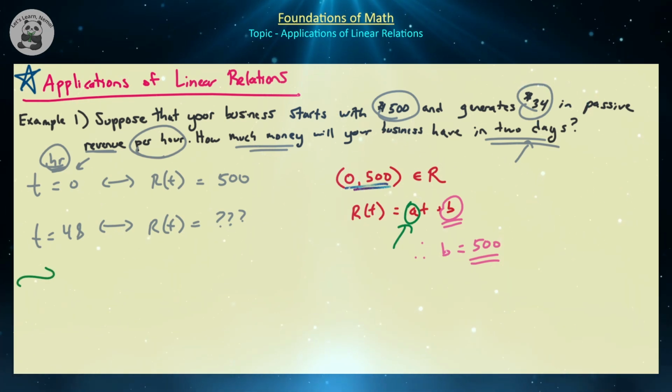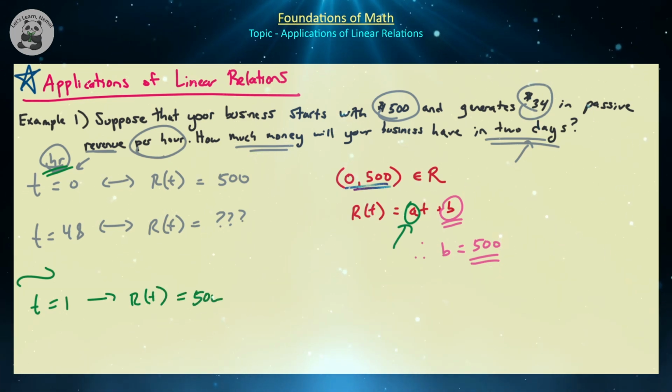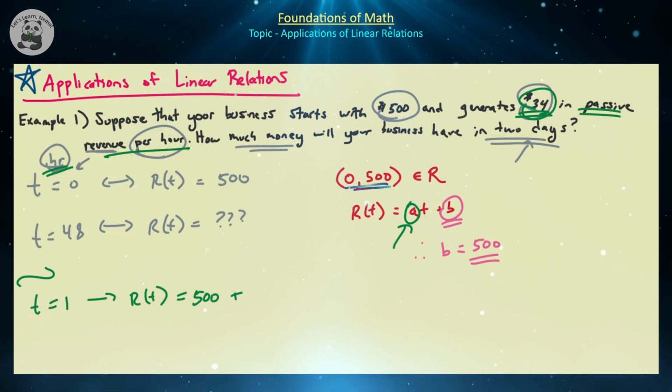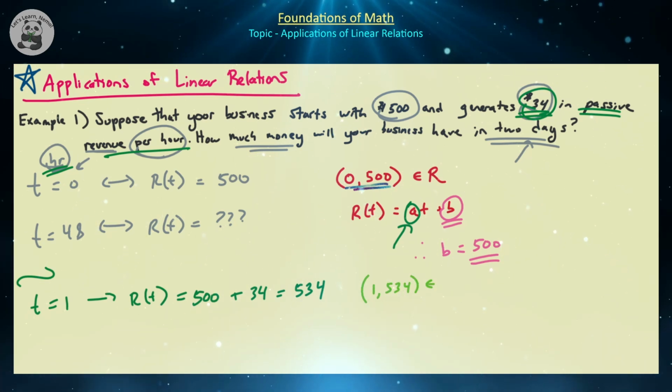So let's think about this for a moment. When t is equal to 1, i.e. after 1 hour, how much money will we have? Well, we will have the amount of money that we had before plus the amount of revenue that we generate per hour, which is 34. Therefore, this is going to be equal to 534. So that means 534 is going to belong to our revenue relation as well.